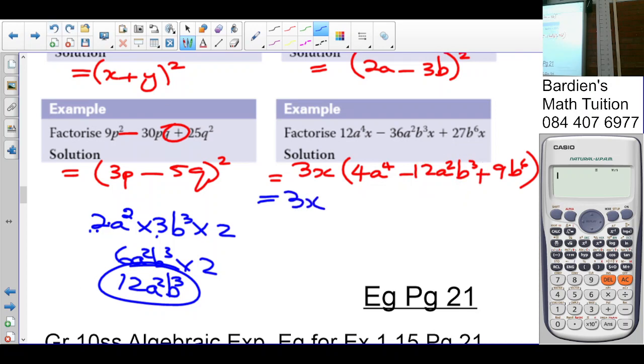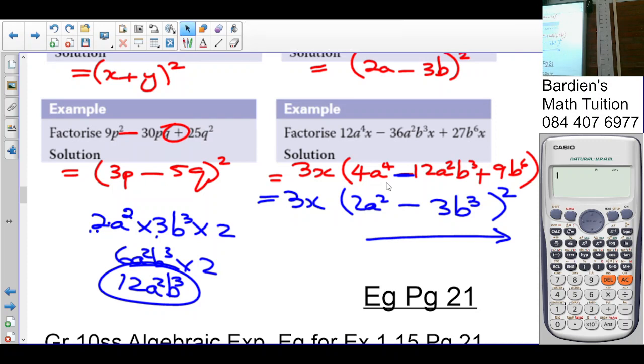Which means that 3x remains on the outside. The square root of 4a^4 is 2a squared. Because the middle term is minus, there goes minus 3b cubed, whole squared. And that's how it goes. Okay. At this point, I'll stop the video and you guys can do exercise 1.50.